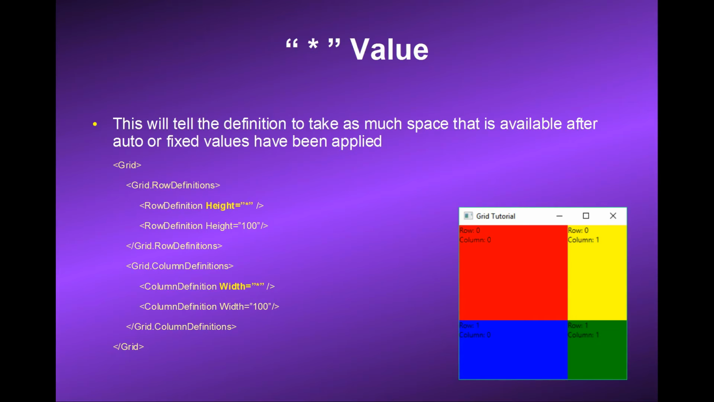But in this case, we have our row 1, column 1 set to 100 by 100. And then, like in our other examples, our row 0, column 1 is going to be a width of 100, but a height that fills, and then the opposite for our blue. And then our row 0, column 0, which is a fill height and fill width, will just fill the remaining space after green, yellow, and blue take what they were defined to take.